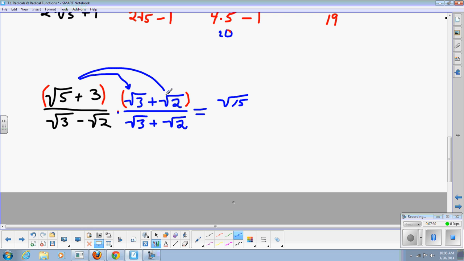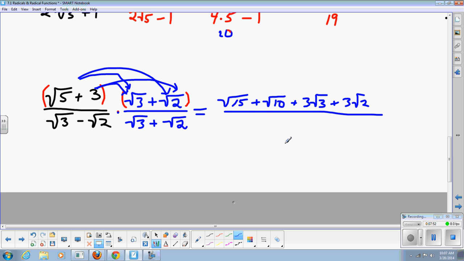Then square root of 5 times the square root of 2. That's plus the square root of 10. Then I have 3 times the square root of 3. So that's plus 3 times the square root of 3. And then 3 times the square root of 2. So it's plus 3 times the square root of 2.